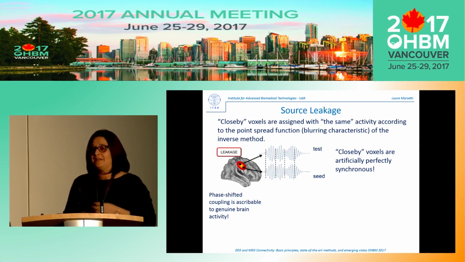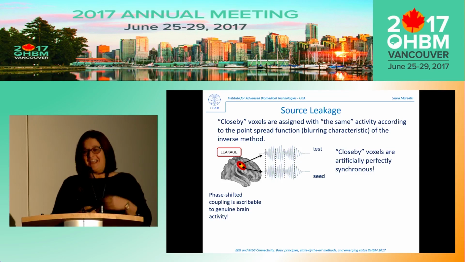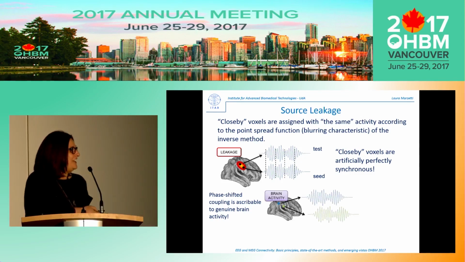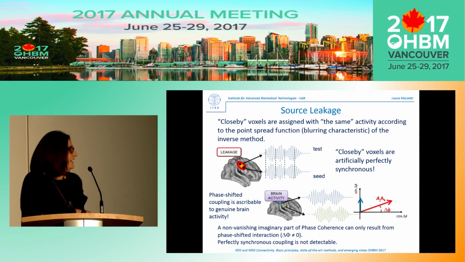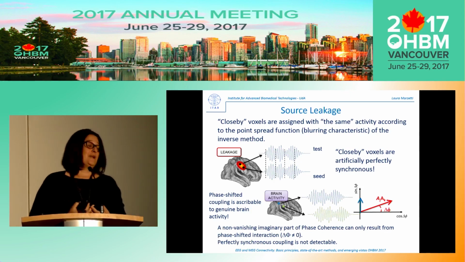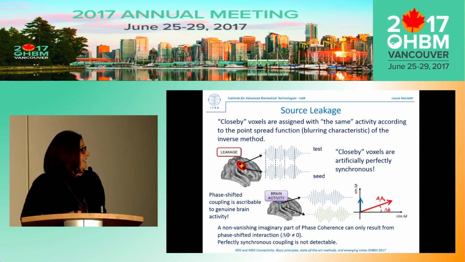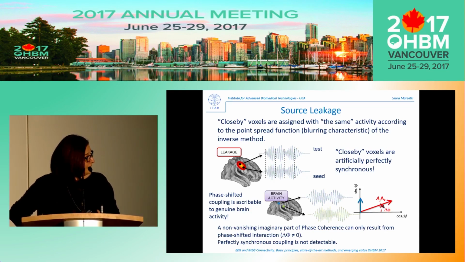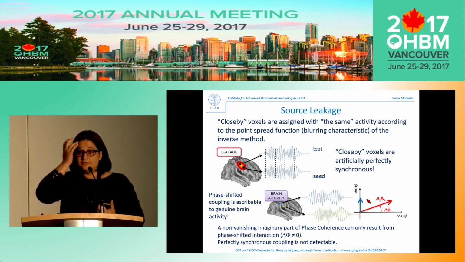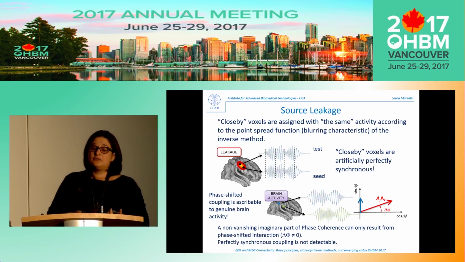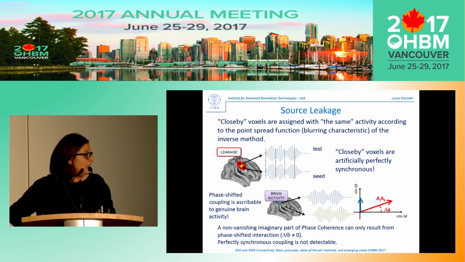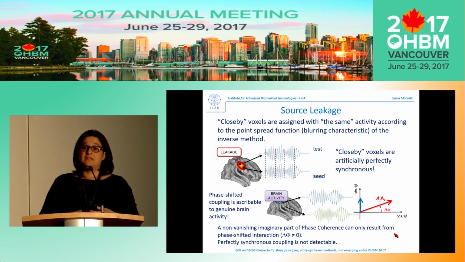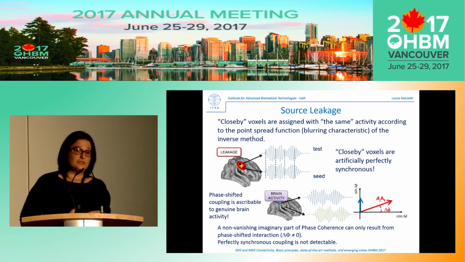Likely, since I've done part of my PhD with Guido Nolte, I know how to say it properly, and the proper way of depicting this story is that if you have a non-vanishing imaginary part of the coherency, then this can only result from phase-shifted interaction. So if you have your vectors, which represent the synchronicity of the phases between the two signals, and you consider just its projection along one of the axes, and that's basically the idea of imaginary coherence, this will be non-zero only if there is some actual phase-shifted interaction in the data.